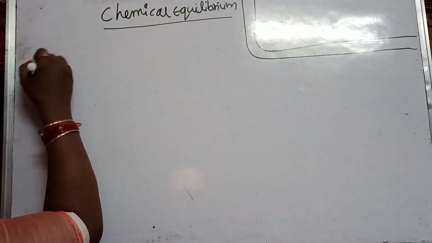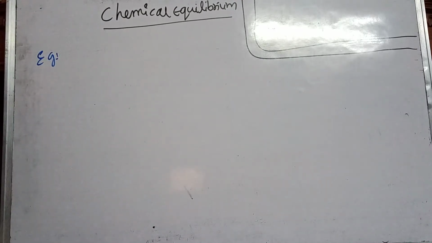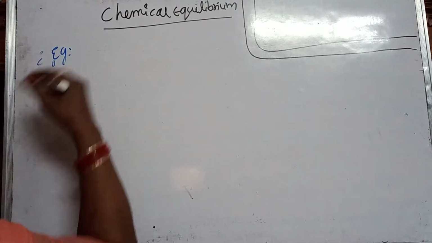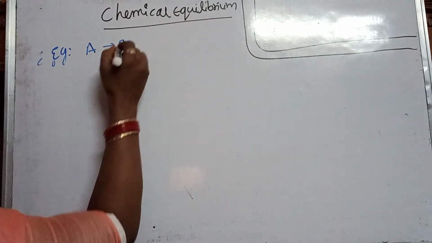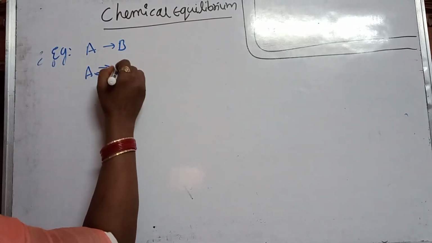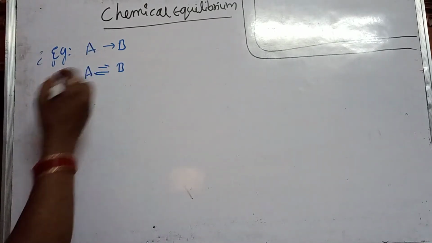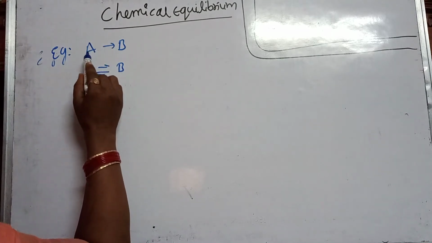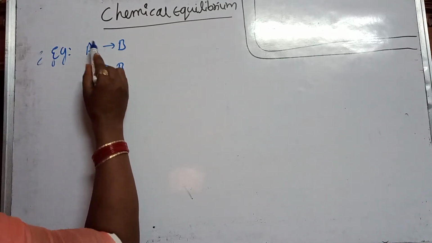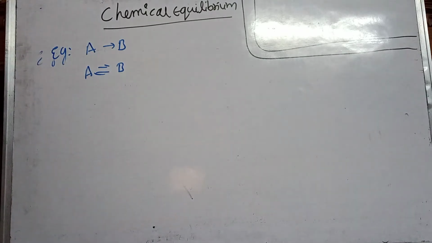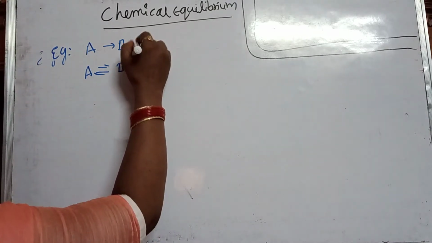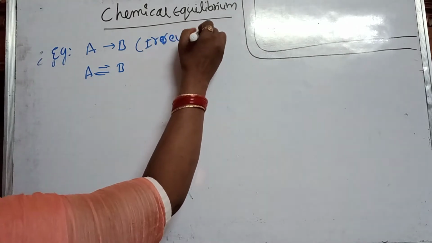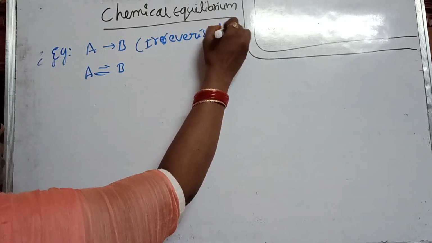So we have two types of reactions in chemistry. These are basic concepts. For example, take A to B. Generally, where a single arrow is there from A to B, this indicates conversion of A to B only. Such types of reactions are called irreversible reactions.